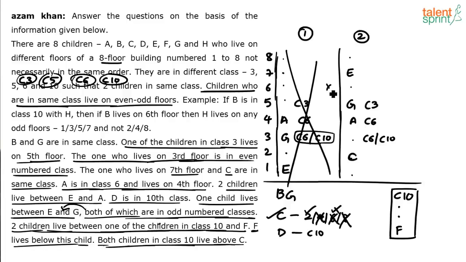So F cannot come on 8th floor. F cannot come on 1st floor also, because F is here, dash dash C10 not possible. So out of the 4 places available for F, 3 are eliminated: 8th floor, 6th floor and 1st floor. So F has to come on 3rd floor. And if F comes on 3rd floor, where will C10 come? Dash dash C10. This should be C10. So this point has been used. Yes or no? So this point also has been used.